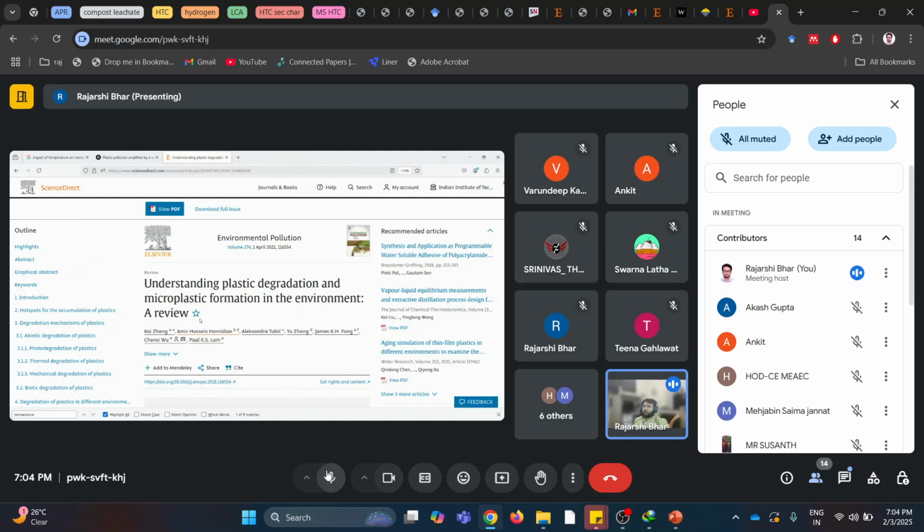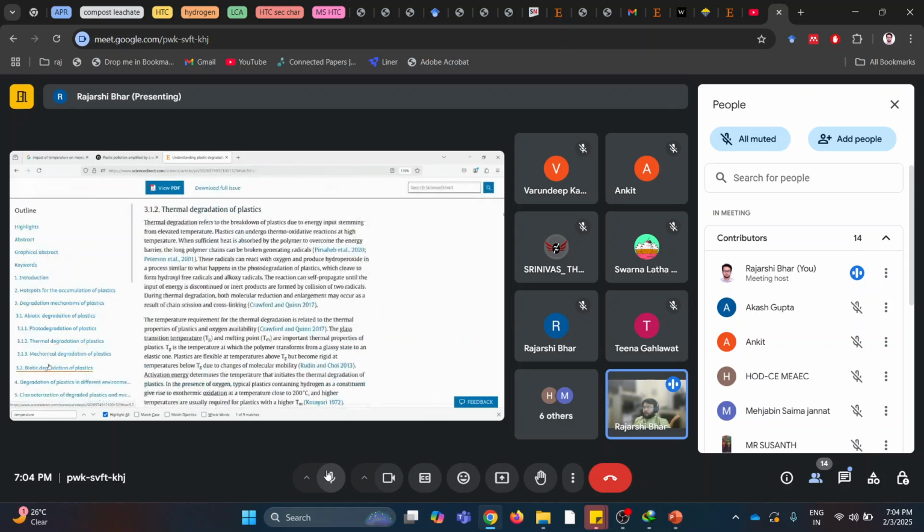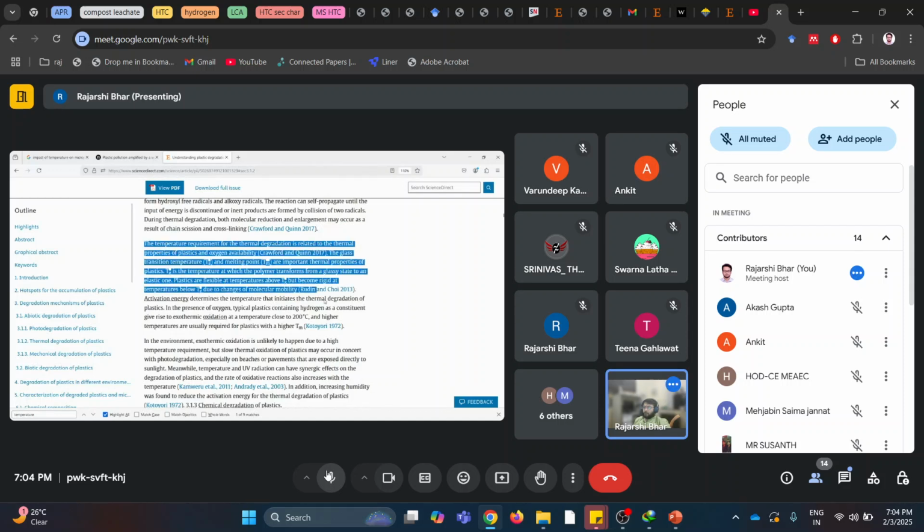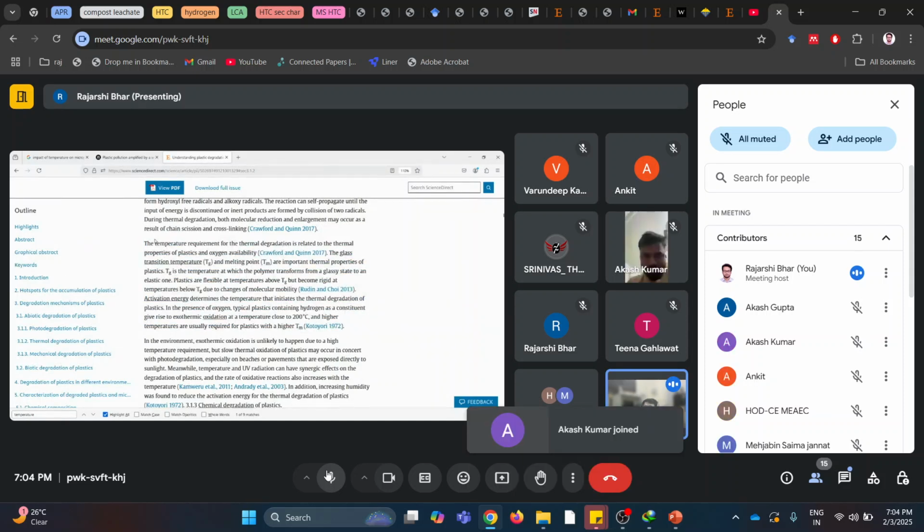So this is one review article on plastic degradation and microplastic generation under different environments. On the left-hand side, if I focus on the thermal conditions, I will go over this particular paragraph. It is basic science and you will be better able to understand what is happening. It says that the temperature requirement for thermal degradation is related to the thermal properties of plastics and oxygen availability.